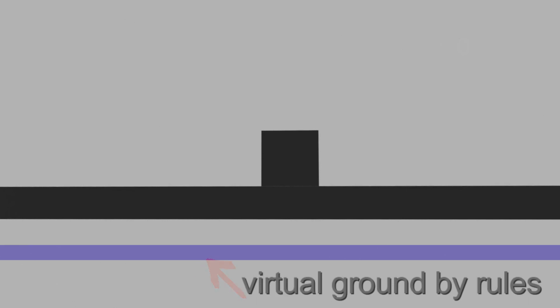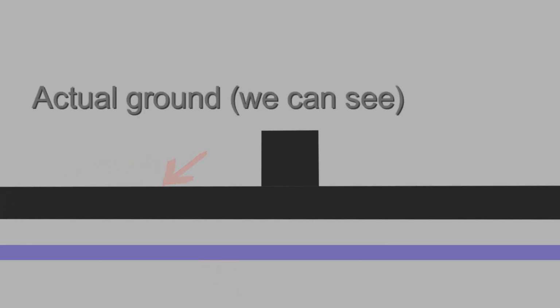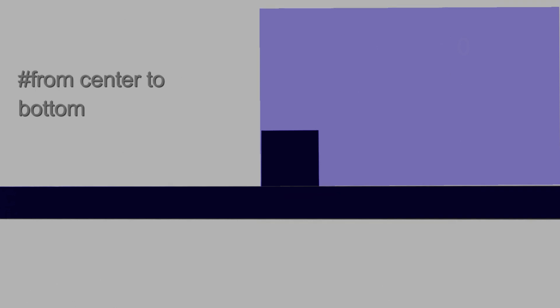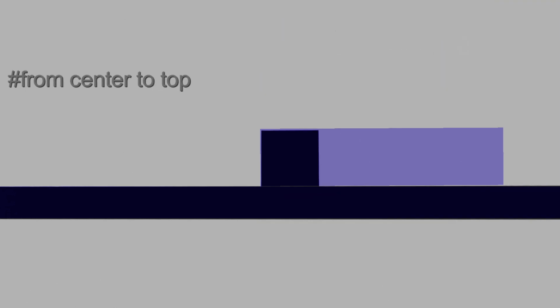So we have to bind the virtual ground, the conditions, to the ground we see. Now instead of checking for y position, we have to check whether the y position of the ground and the cube are equal. Similarly, the rotation is also bounded with some changes to the conditions.